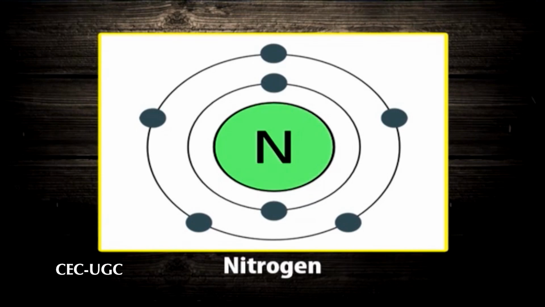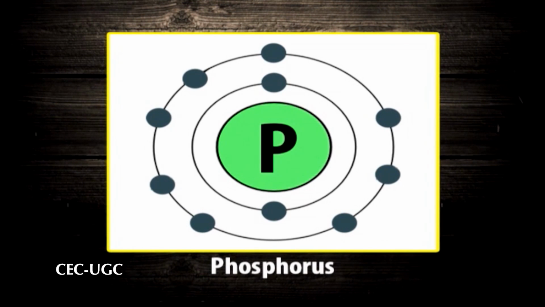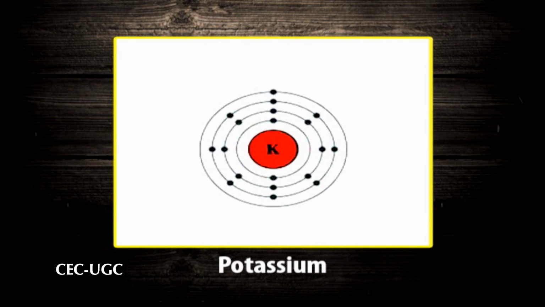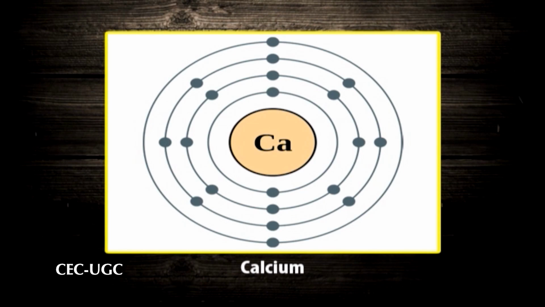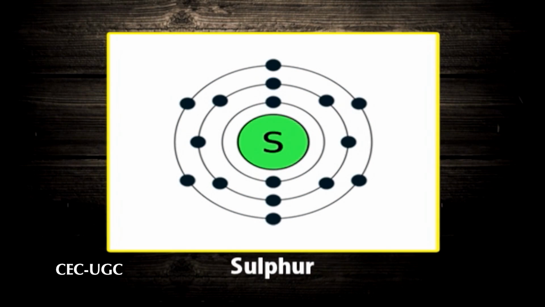As you know, plant performance depends on the availability of sufficient quantities of essential mineral elements. There are 14 essential mineral elements required for plant growth and development. These include the macronutrients like nitrogen, phosphorus, potassium, calcium, magnesium and sulfur, which are required in large amounts by plants.